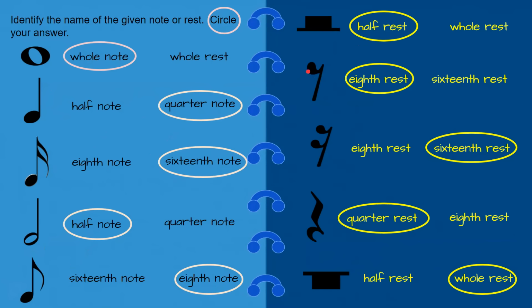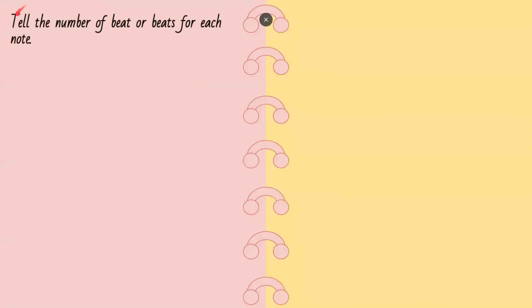This one, 8th rest. Okay. For this one, this is called 16th rest. This is a quarter rest. And for the one facing down, that's whole rest. Okay, let's proceed to our next one. We're going to tell the number of beats for each note.